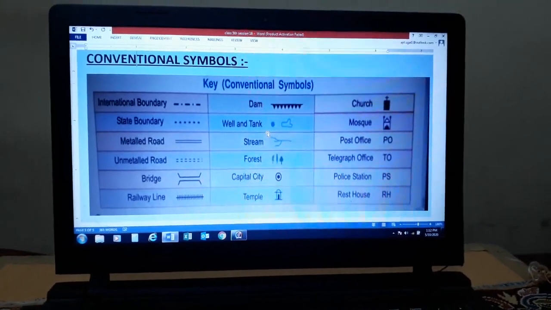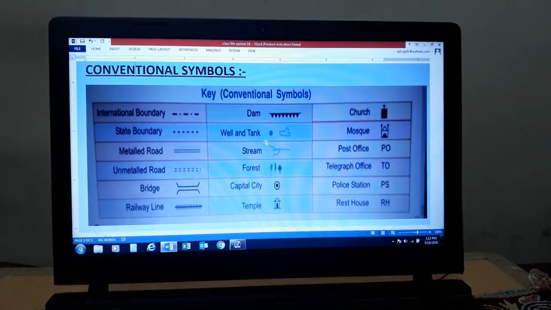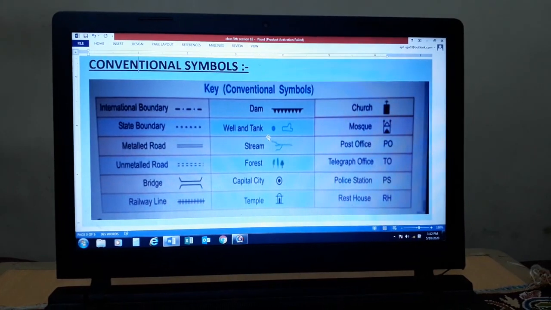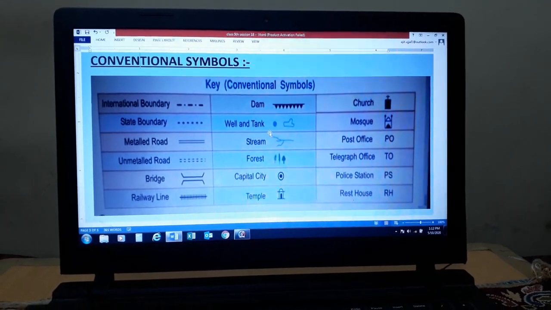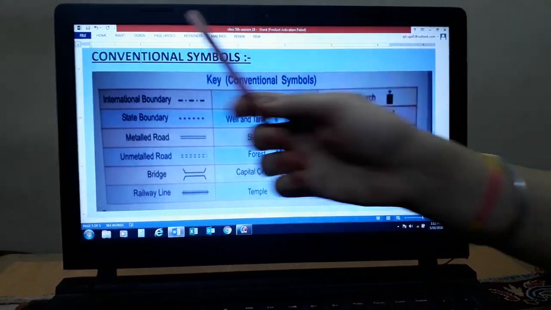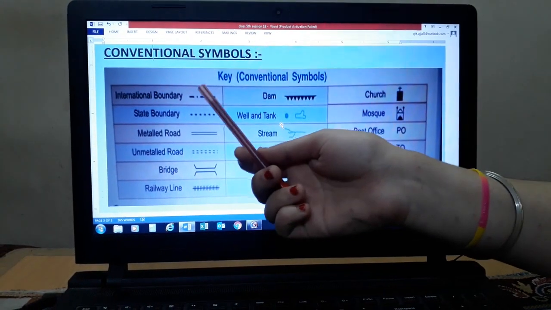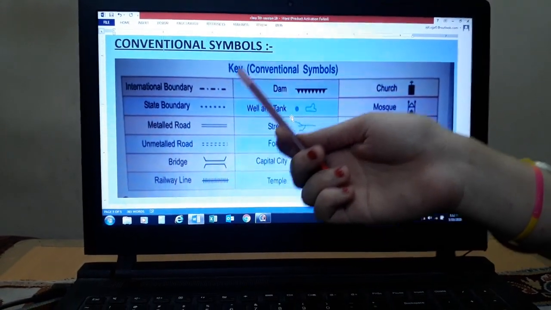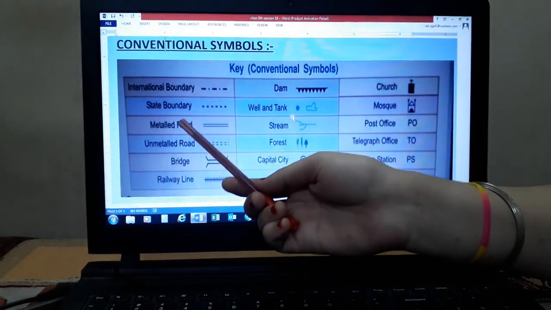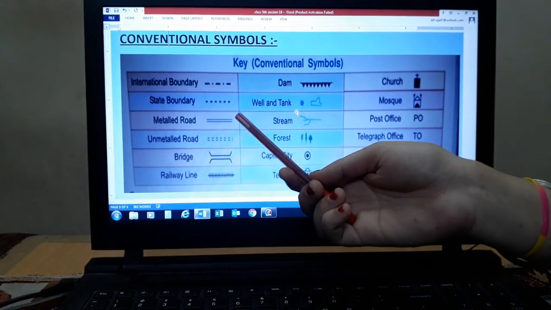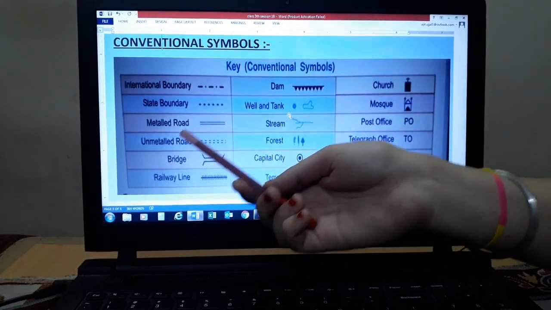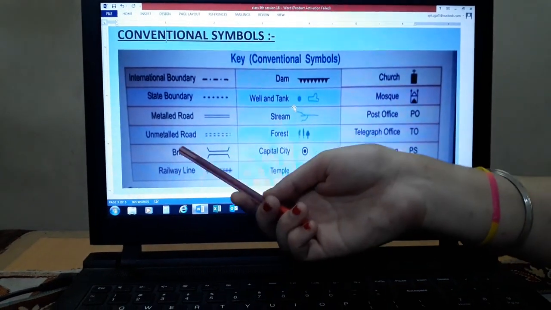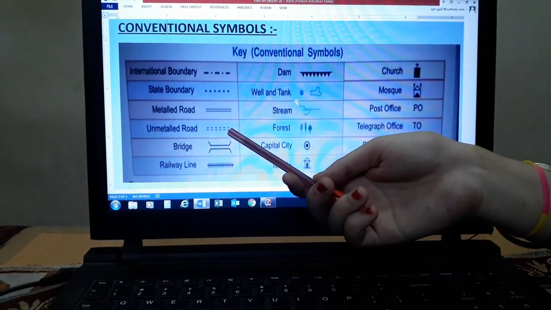So students, the conventional symbols are the symbols used in the map. I gave you the example of post office also. Now let us see. International boundaries are depicted by a small line, a dot, a small line and a dot, and then a small line. For state boundary, it is a dotted line. For metal road, it is two lines. Unmetal road, two dotted lines.